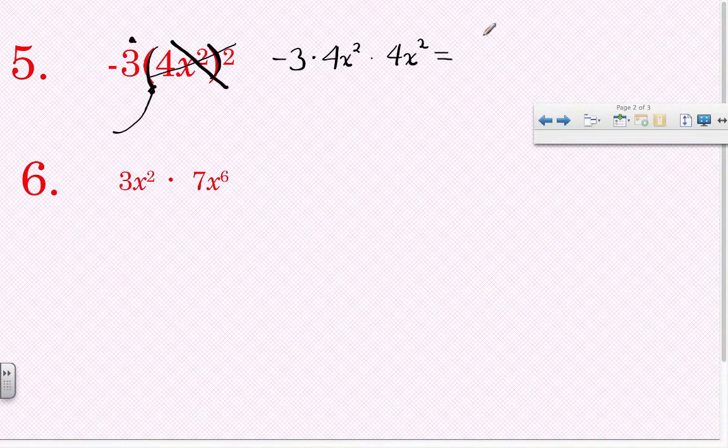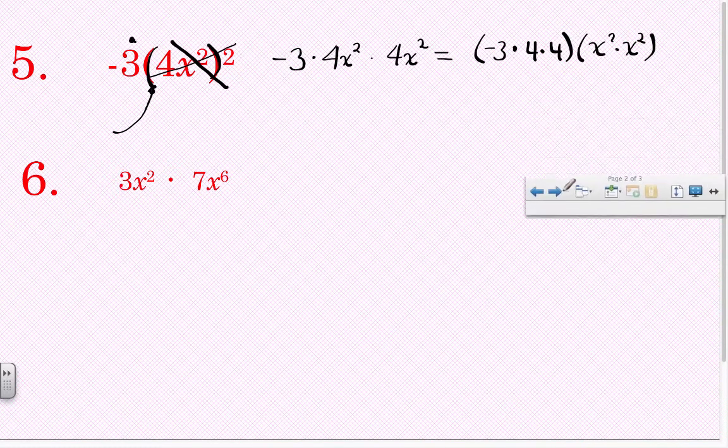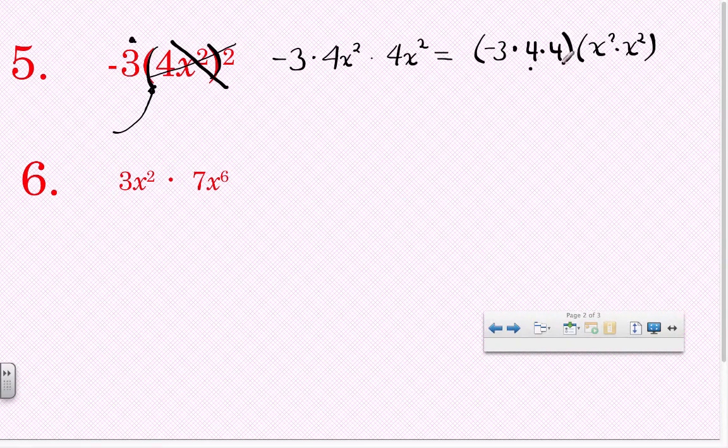Now I'm going to associate. I'm going to take all my numbers, 3, -4, and 4, and put them together. And then I'm going to associate my x's together, and it makes for easy multiplication. 16 times 3 is 48. X squared times x squared is 1, 2, 3, 4, so that's x to the 4th.